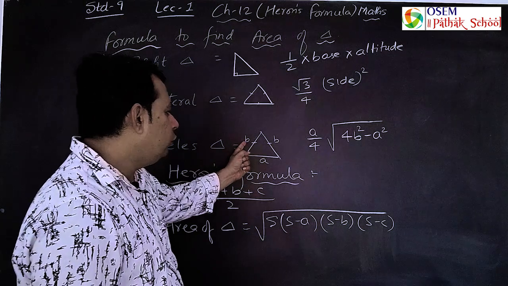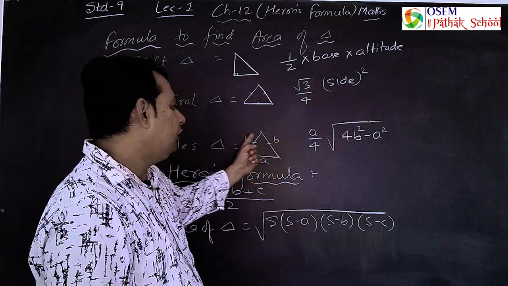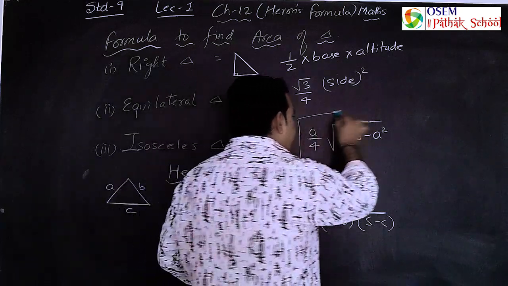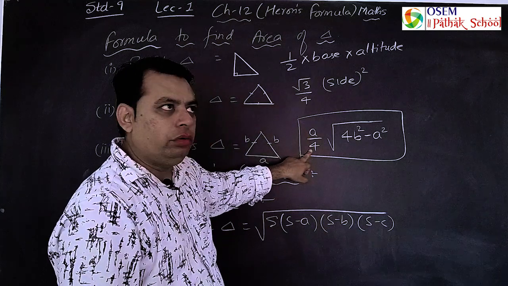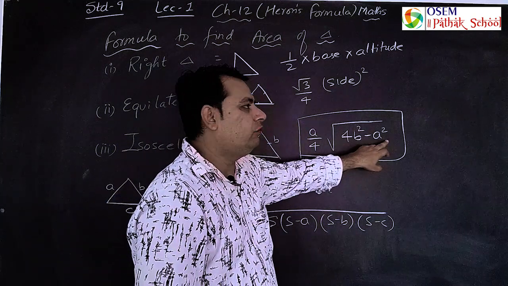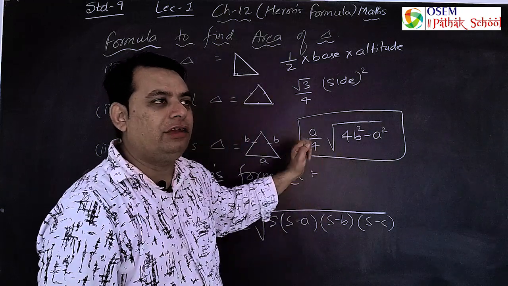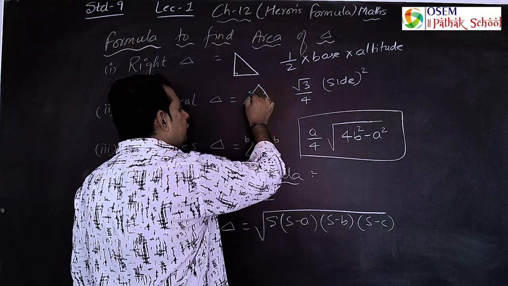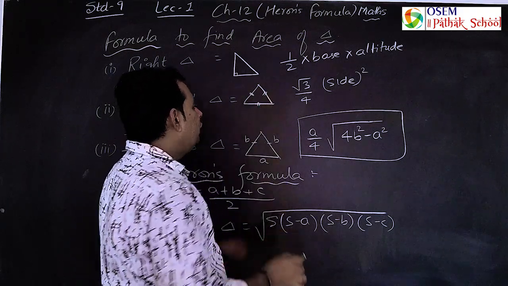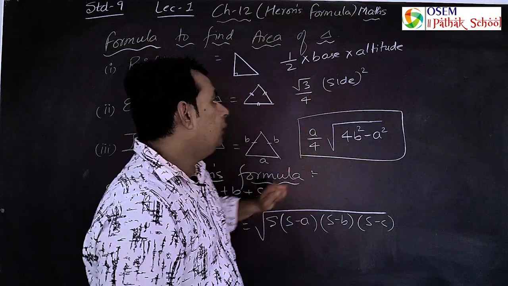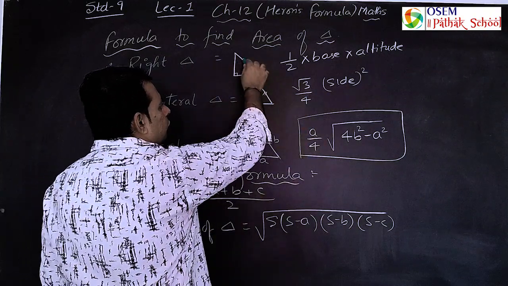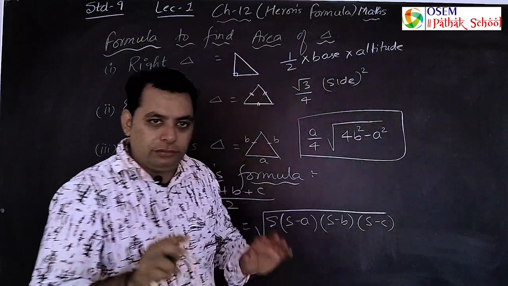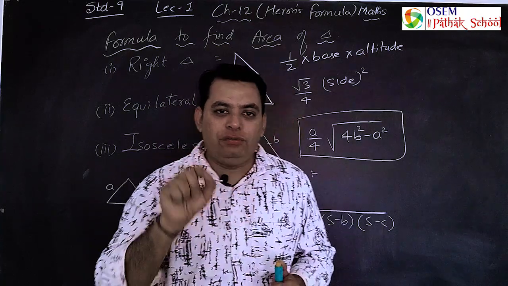Isosceles triangle is a triangle having two sides equal and base a. So it will be a square a upon 4 root over 4b square minus a square. This is the formula of isosceles triangle. Formula of equilateral triangle, having all sides equal, will be root 3 by 4 side square. But in case of right triangle, this is a 90-degree right triangle, the formula is half into base into altitude.